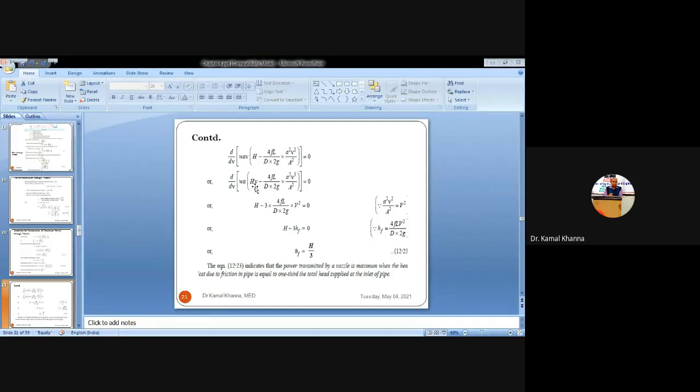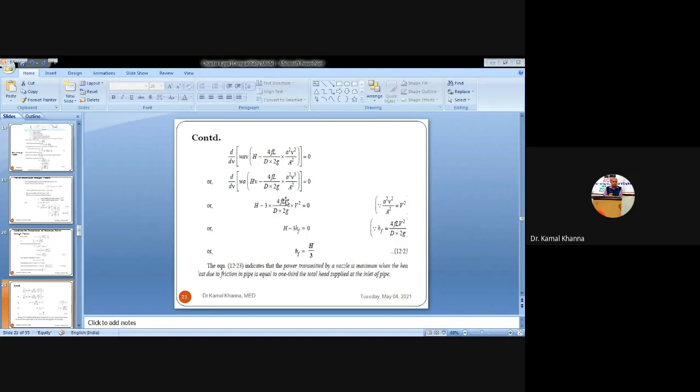Similarly, for hv, the derivative will be only h, because the derivative of v is 1. The power of v is 1. We bring the power forward and decrease the power by 1 for the derivation. So it becomes v to the power 0, and the power of any term, if it is 0, it is considered as 1. So it is h minus 3 into 4FL by 2gd into capital V square. So these are the expressions we have.